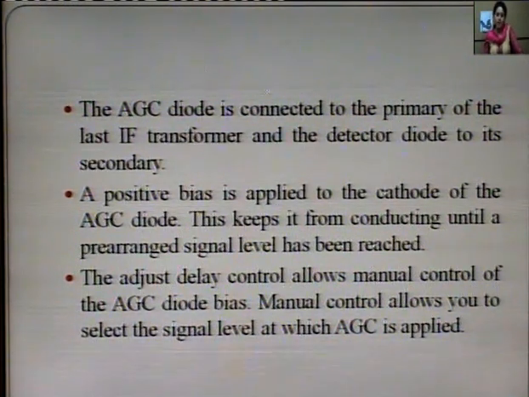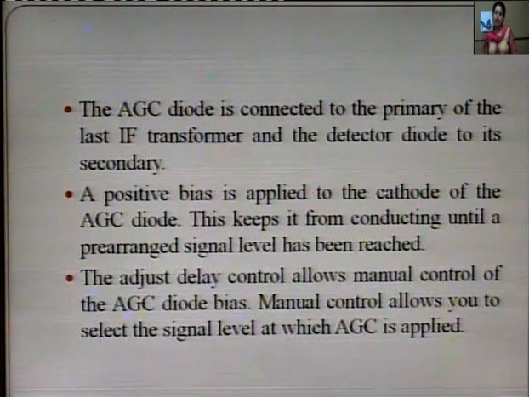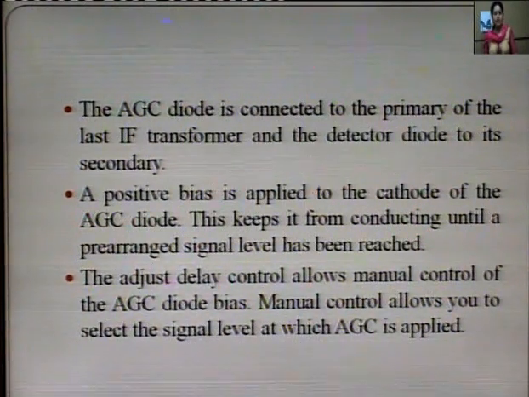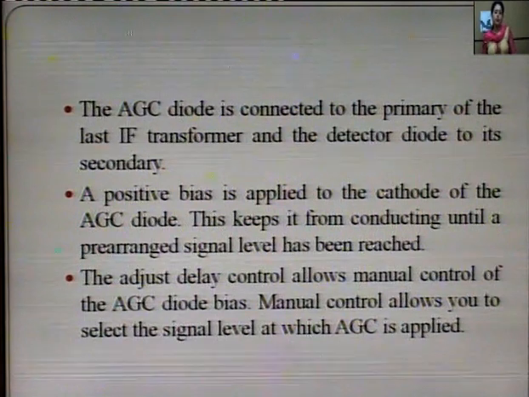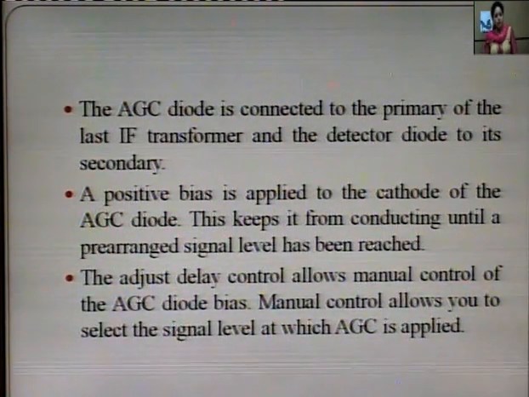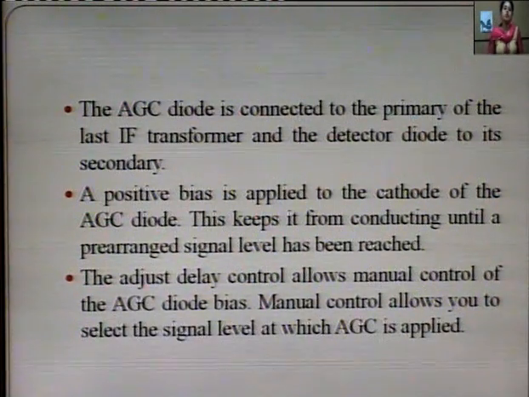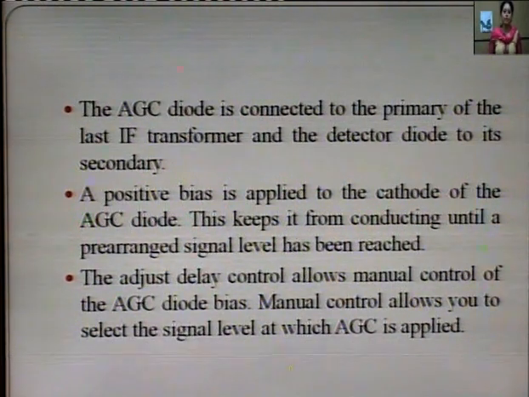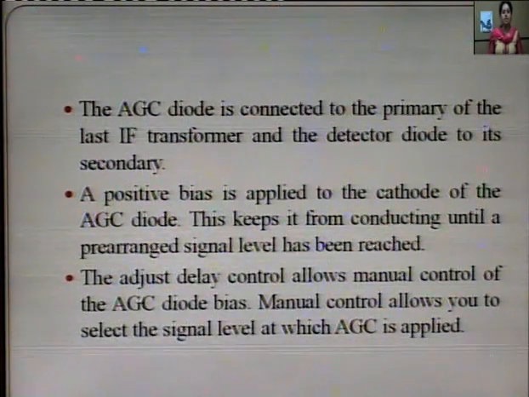The positive bias is applied to the cathode of the AGC diode. This keeps it from conducting until a prearranged signal level has been reached. After the predetermined level is achieved, the AGC will be provided. Before that level, your diode will not be working, that is, the output of the diode will be 0. There will be no reduction of gain for the weak signals. After the diode starts working for the stronger signals, you are providing the reduction in gain for them. So the adjustable delay control allows manual control of your AGC diode. Manual control allows you to select the signal level at which AGC is applied.